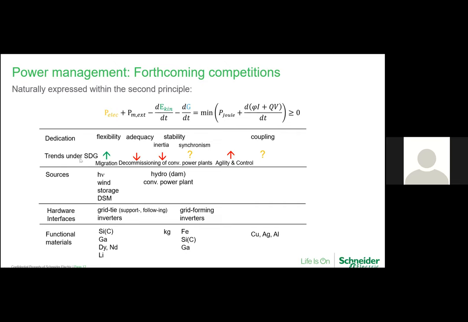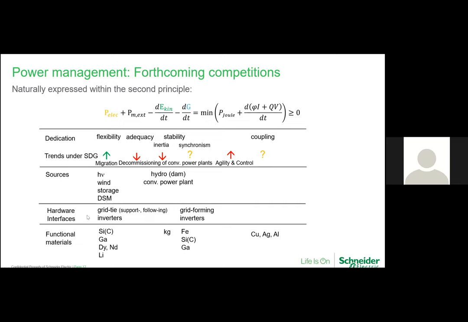And in fact, under the sustainable development goals, where we consider that we have to decarbonize the conventional assets, except for hydro, we expect a decrease of the mechanical power here, a decrease of the kinetic energy, and of the variation of the kinetic energy too. And the question of Gibbs free energy is questionable, because we can replace the high one by capacitance and also by a better coupling of the grid. So this is an open issue.